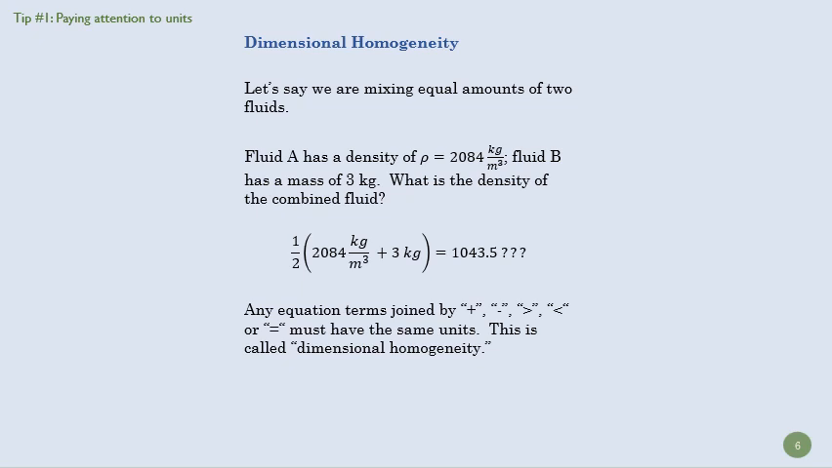Well, any equation that we're joining by one of these terms, plus, minus, greater than, equal, has to have the same units, right? We can't add things that aren't alike. So anytime we see these, we have to make sure that the things that are being added are the same, and then our units over here have to be the same because we've got this equal sign.